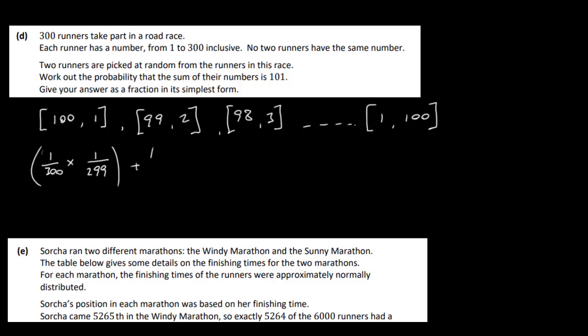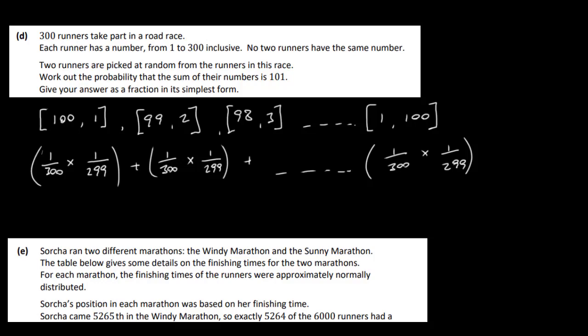Second one, to pick someone at random and for them to have the number 99, it's going to be 1 out of 300 multiplied by, and for the second person to have the number 2, that's going to be 1 out of 299. So you can probably see what's going to happen here. It's the same all the way out here. You got 1 over 300 times 1 over 299. So you got to really do this 100 times.